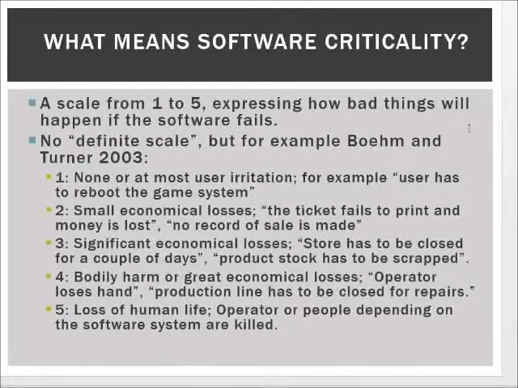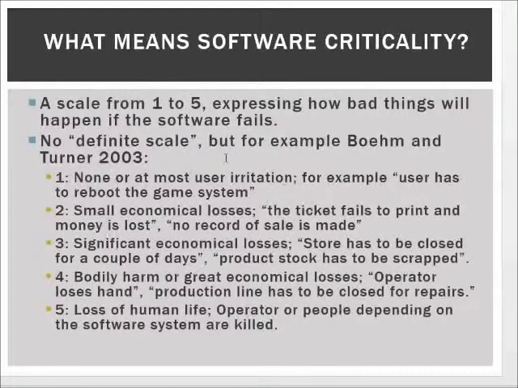Like mentioned on the slide, there's no definite scale on how to measure software criticality. There's several different definitions for it, and there's a couple of standards which give some form of explanation, but in general the software criticality more or less means something like, for example, defined by Boehm and Turner in their paper. So the scale goes from 1 to 5 in this example, 1 being that the software criticality is none or at most user irritation.